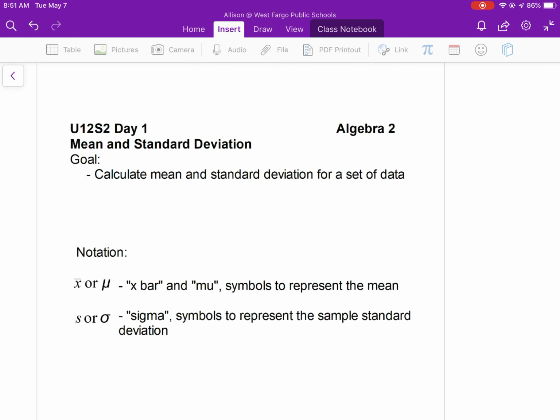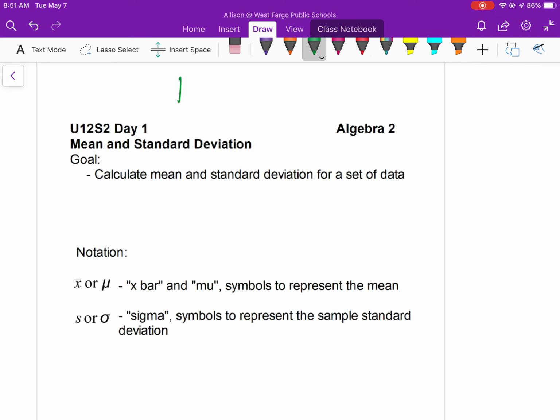Hey class, this lesson will go with notes from 12.2a. It's an intro to the mean and standard deviation, and we're going to look at how to calculate the mean and standard deviation for a set of data.